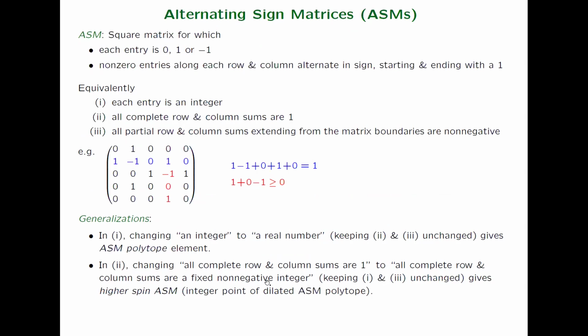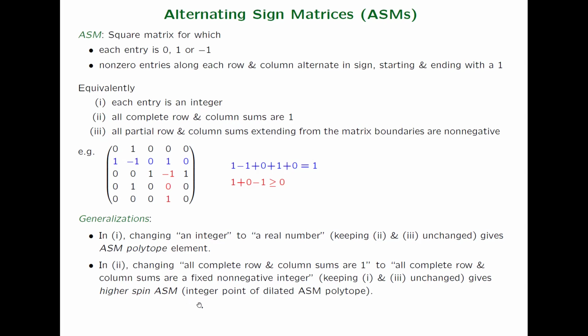Let's proceed to that. We've seen this standard definition of ASMs many times this week at the top, so we're all very bored with that by now. And therefore, it's also my duty to express this definition in a much more exotic way. So equivalently to the original definition, we could say that each entry is an integer, all complete row and column sums are 1, and all partial row and column sums extending from the matrix boundaries are non-negative. And here's an example.